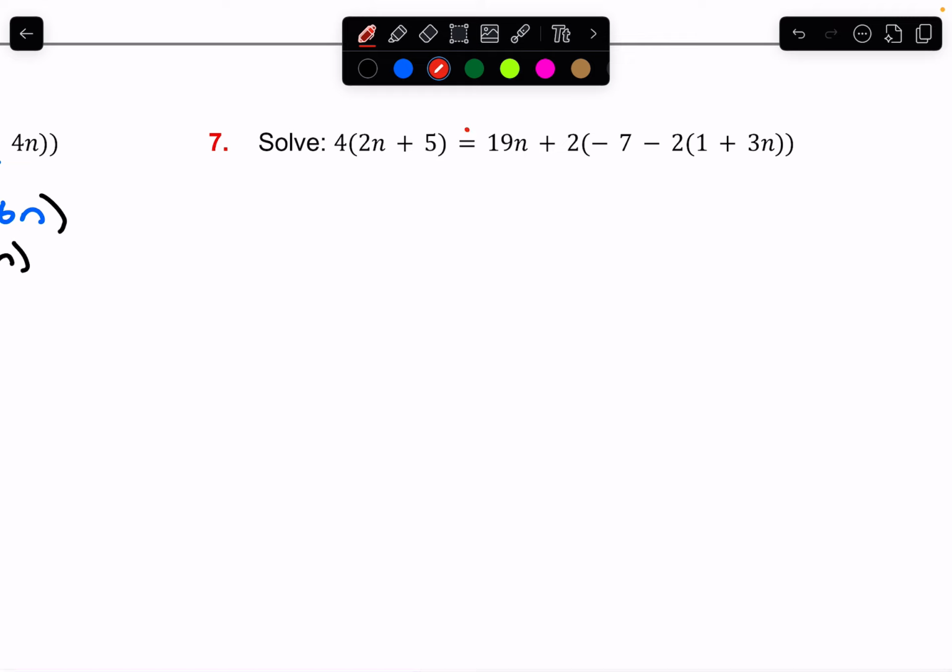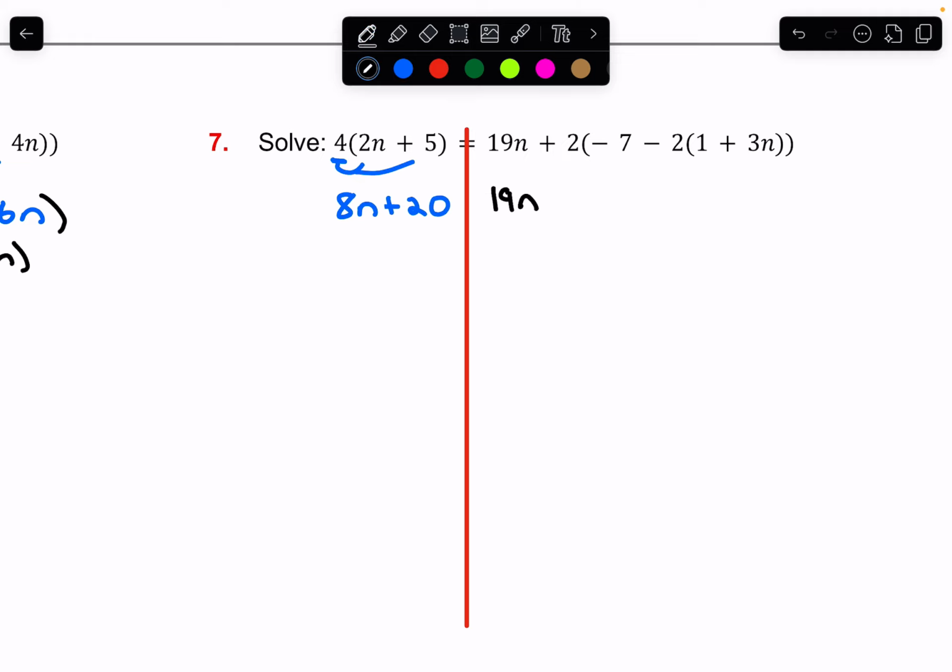First things first, vertical line, keep us organized. Okay, now distribution. I'm going to distribute this 4 to the 2n plus 5 to get 8n plus 20. And on the right side, I have 19n, which is just going to stay put. I have a plus 2, which is going to stay put. And then negative 7. And then now I'll start doing this distribution of negative 2 into this set of parentheses, which is going to give me a minus 2 minus 6n. And then end those parentheses.